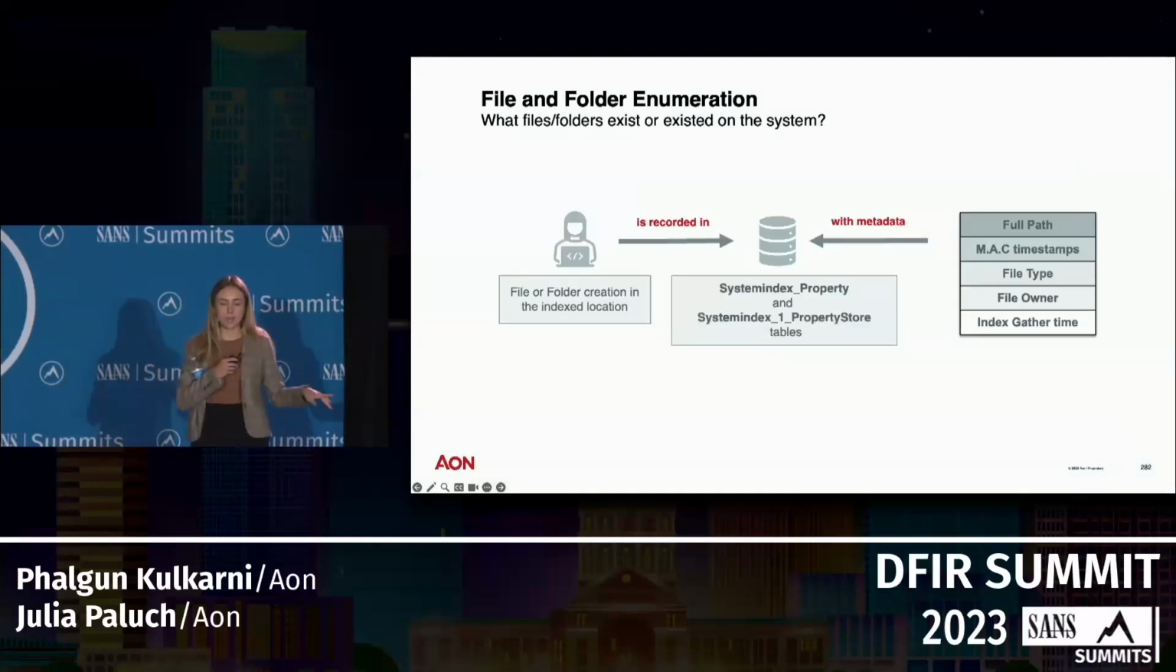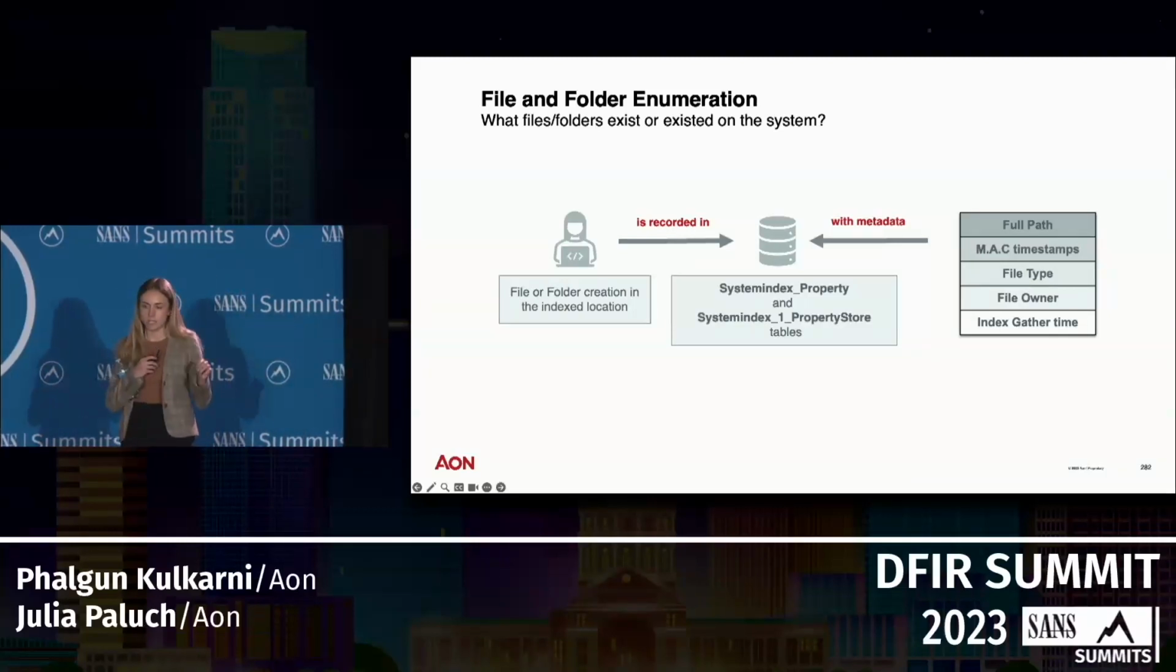So just to recap, anytime you create a file or folder in an index location, a file record is created and it's placed in the Windows Search Index database. This file record is going to include metadata like the full path of the file, timestamps associated with the file, attributes like file type and file owner, as well as the index gather time, which, as Phalgun mentioned before, is any time the file record was updated and therefore re-indexed.